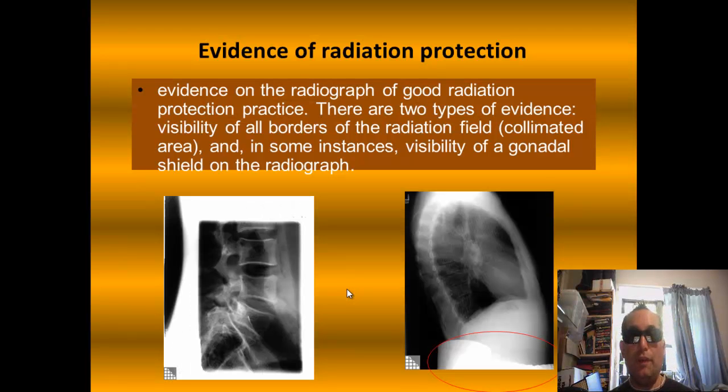Evidence of radiation protection. Well, as mentioned in the introduction, we have two different types of radiation protection evidence. One regards collimation. If you look at this spot film of L5S1, we see that there are clearly defined borders of collimation. This is evidence. Anyone that looks at this knows where the radiation stopped. It's clearly visible.